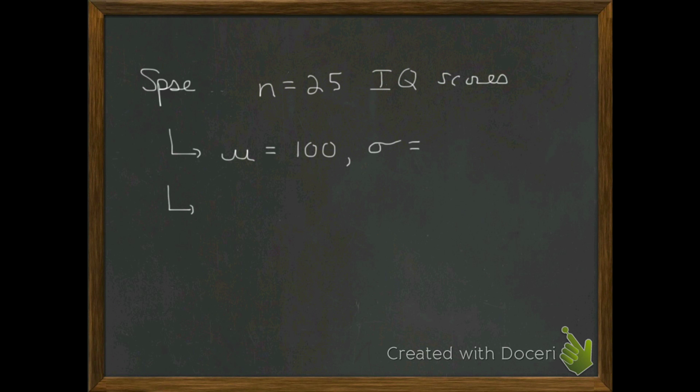Suppose we have n equal 25 IQ scores, and we want to see which is more likely. Is it more likely that our scores came from a distribution with mean 100, standard deviation 15? Or is it more likely that these scores came from a distribution with mean 108, standard deviation 15?